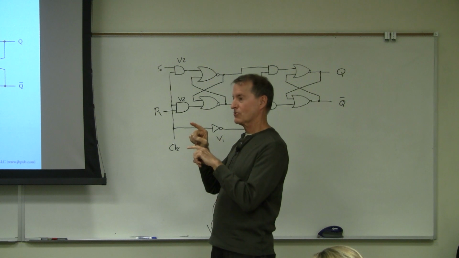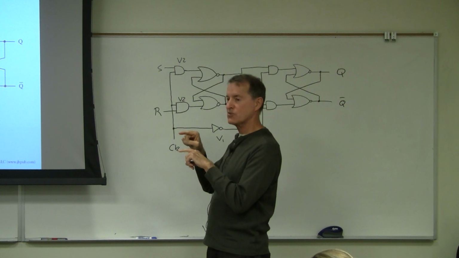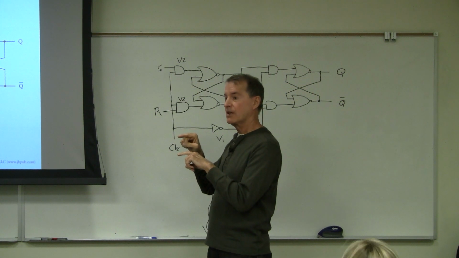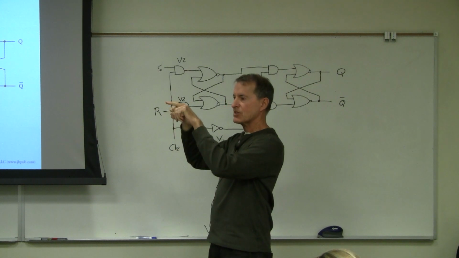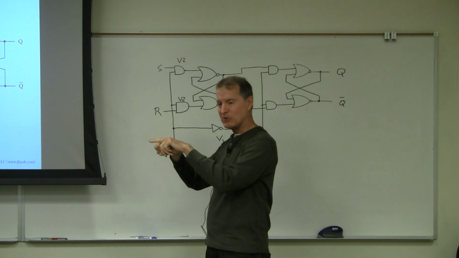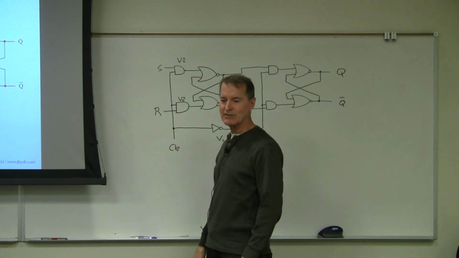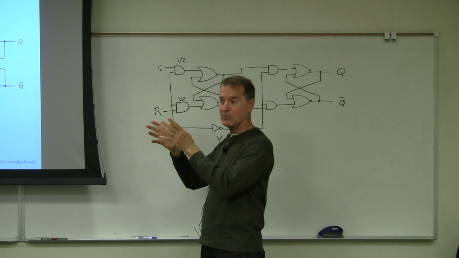And here's the trick question. If S is 1 and R is 1 and a clock pulse comes along, what will happen? It's unpredictable. Because S and R will be going down together at the exact same time, and it depends on which one wins the race. By the way, they call that a race condition. It's unpredictable what would happen.